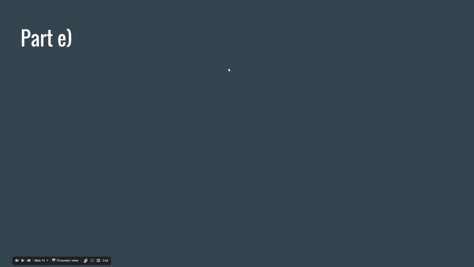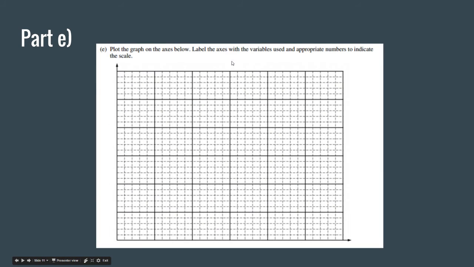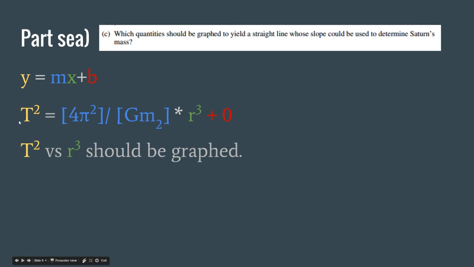Alright, part E. Part E is the second meat of the question, like the second patty if it were a Big Mac or something. It asks us to plot the graph on the axes below, and they give you this big graph. Label the axes with variables used and appropriate numbers to indicate the scale. Going back to the equation relating t squared and r cubed, t squared is the dependent variable because it's the y in this problem, so it goes on the y-axis, and r cubed is the independent variable, so it goes on the x-axis.